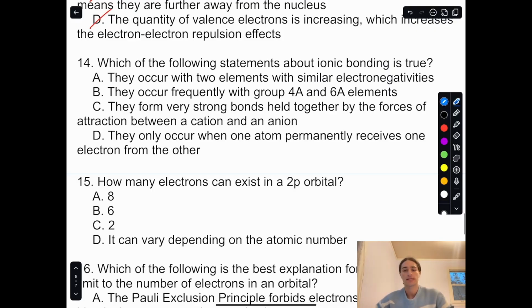14, which of the following statements about ionic bonding is true? A, they occur with two elements with similar electronegativities. This is the opposite. That would be for covalent bonding, maybe even for nonpolar covalent.